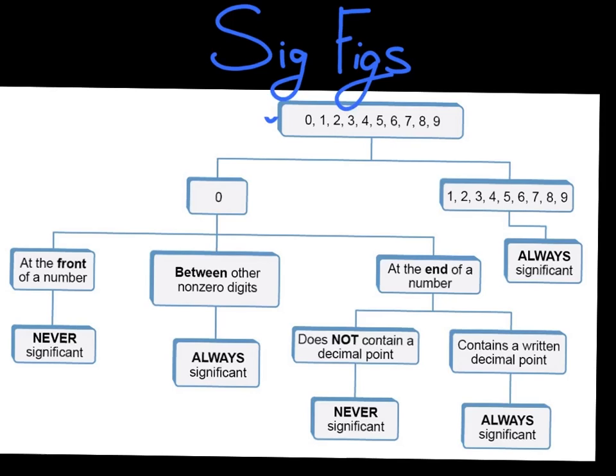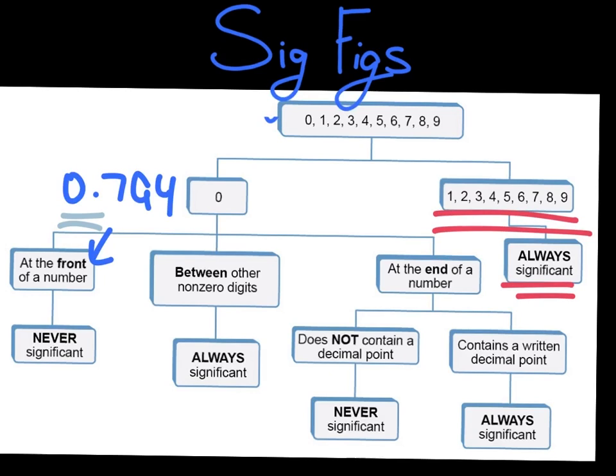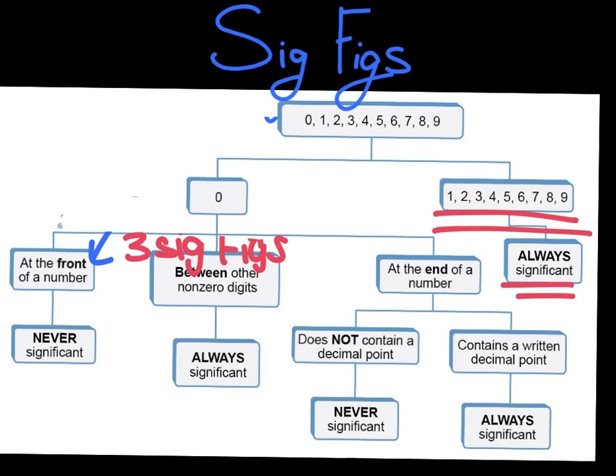But more commonly regarding this rule over here, you'll see a number like 0.794, okay? We said at the front of a number, it would not be significant. So in this case, 0 is at the front of the number, so it's not going to be significant. So then how many sig figs does this number have? How many sig figs does 0.794 have? Well, it has 3 because, as we saw over here, these numbers are always going to be significant. So 1, 2, 3. So this number has 3 sig figs. Not too terribly hard. Let's move on.